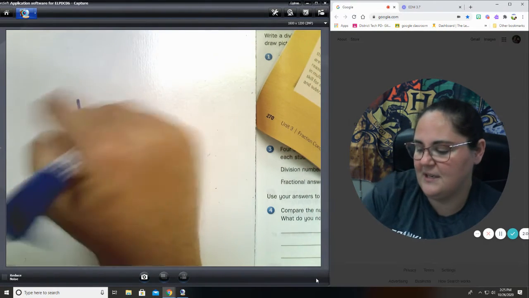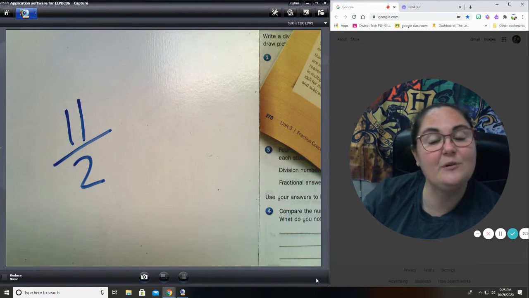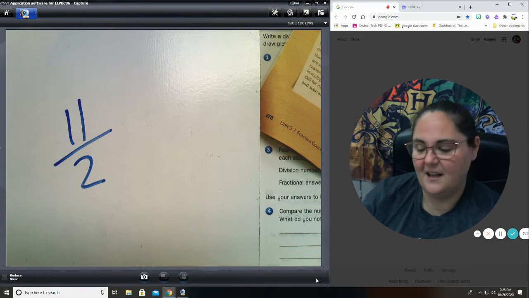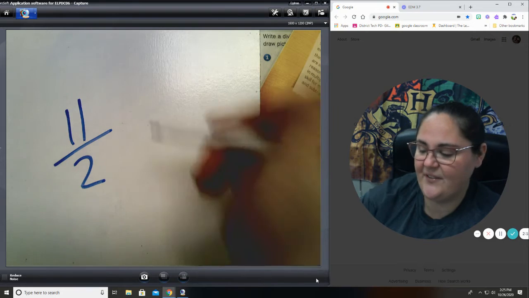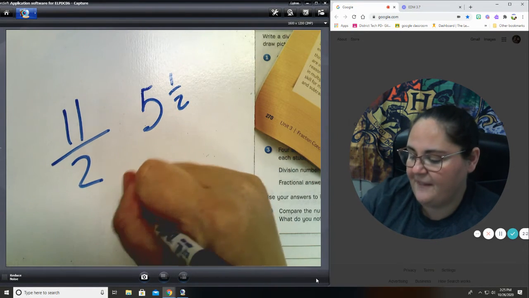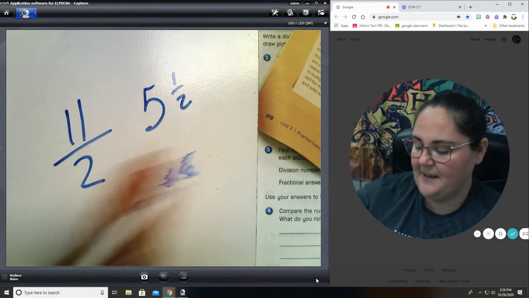All right, let's try to do another one. You guys do this one. Pause and come back after you know which numbers it would be between. All right, you should have divided. 11 divided by 2 is 5, 1 left over, so it should be between 5 and 6. That's where it would be.